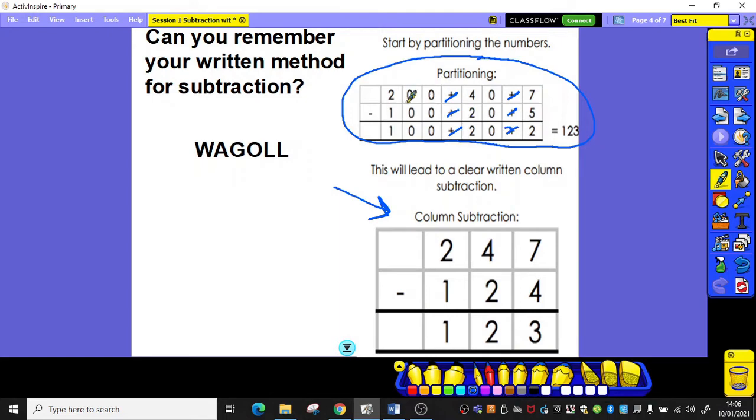By leaving a gap, I can clearly see that I've partitioned 100 and 20 and 5. And the main thing is that I know that I am doing a subtraction calculation, and now I've got 7 take 5 is 2, 40 take 20 is 20, 200 take 100 is 100, and my answer is 100 and 20 and 3, put it back together, I've got 123. As I say, for most of us, we're using this compact method.